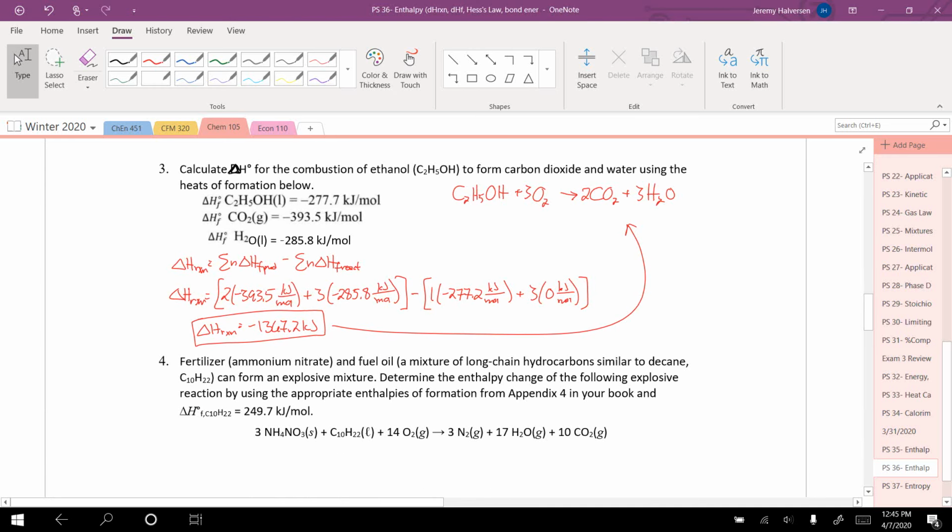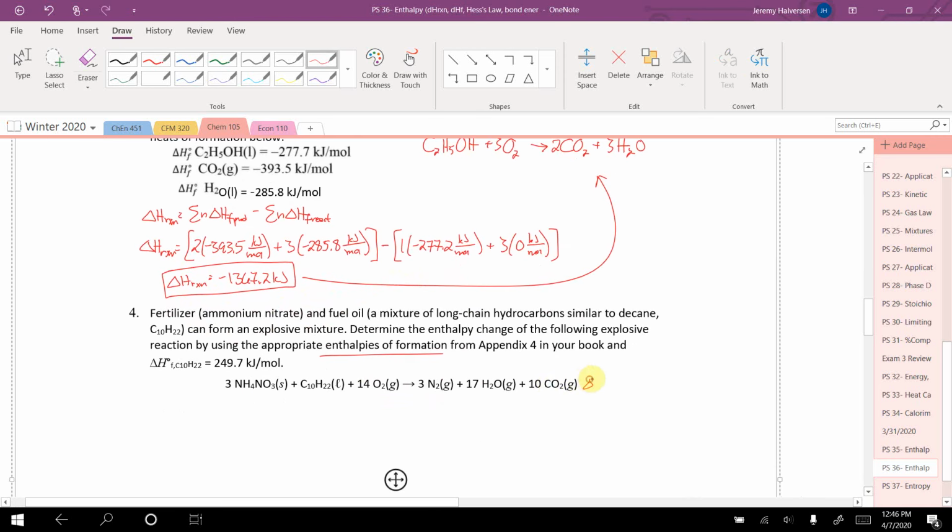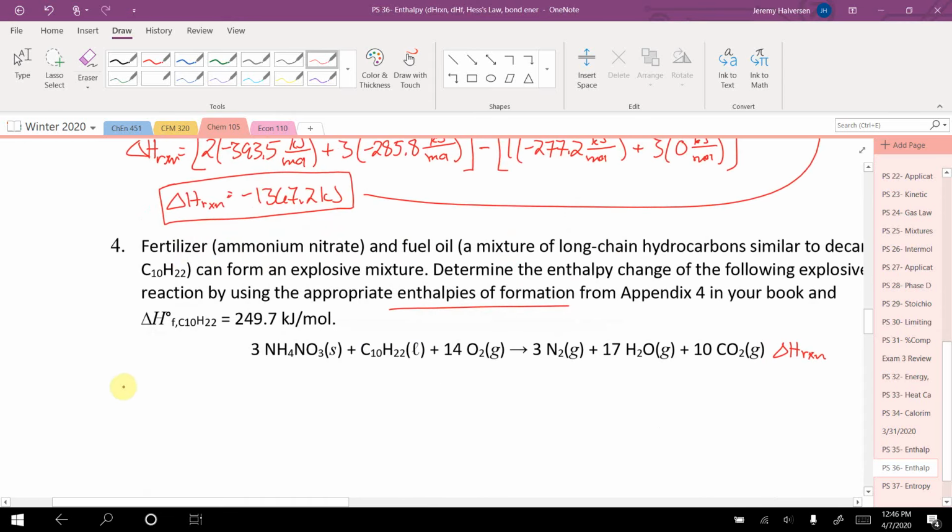Fertilizer, ammonium nitrate, and fuel oil, a mixture of long-chain hydrocarbons similar to decane, can form an explosive mixture. Determine the enthalpy change of the following explosive reaction by using the appropriate enthalpies of formation in Appendix 4. So they say enthalpies of formation. Appendix 4 is in the back of your book probably, so you can find it there. You can also just Google them. And we want to find the delta H of this reaction. They tell us to use enthalpies of formation, so we're going to be doing products minus reactants.